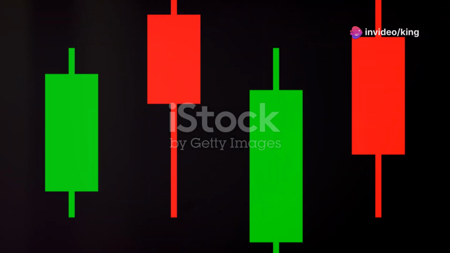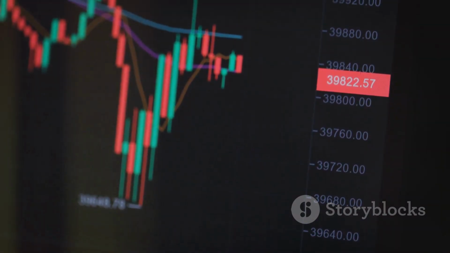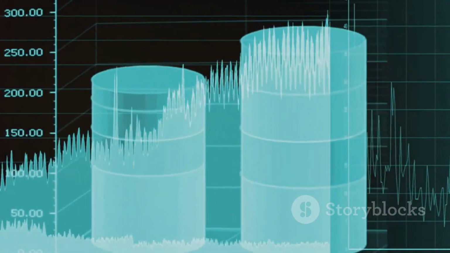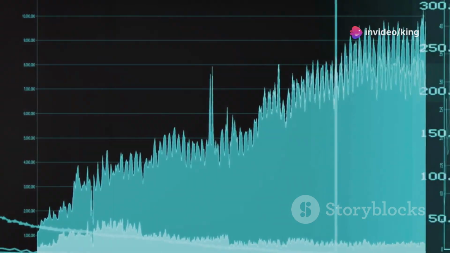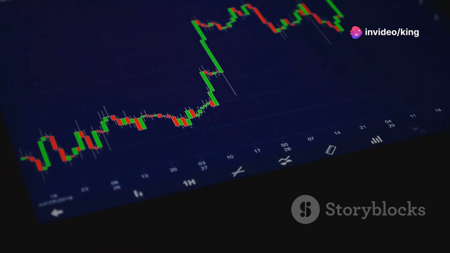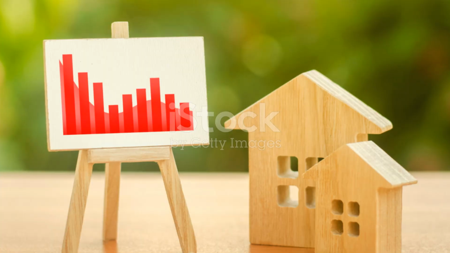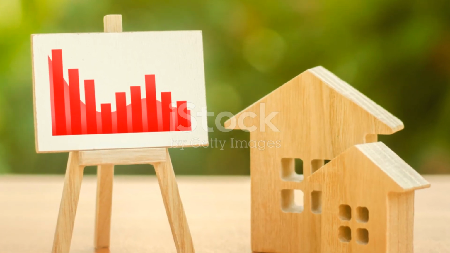For short entries, wait for a green candle to form on the 5-minute chart. Enter a short position at the open of the next candle. The idea is that after a price increase, there's potential for a short-term pullback. Similarly, for long entries, wait for a red candle to form. Enter a long position at the open of the next candle. This anticipates a potential bounce after a price decrease.